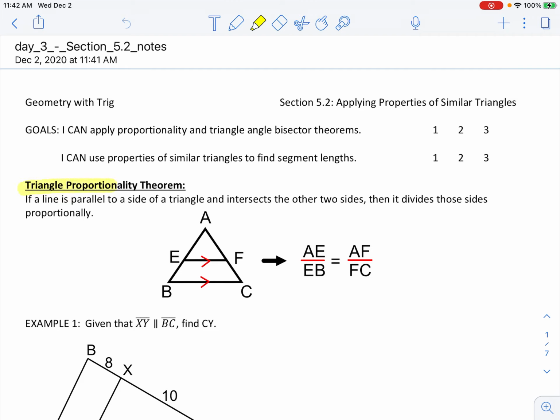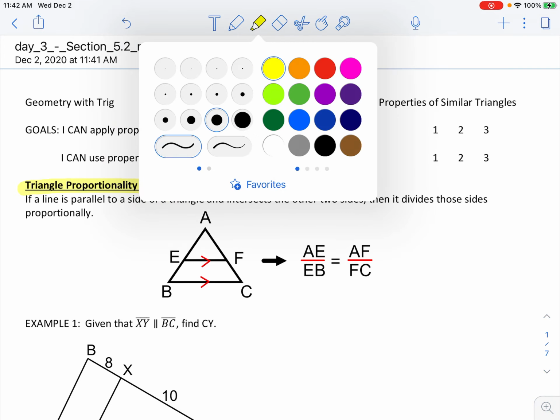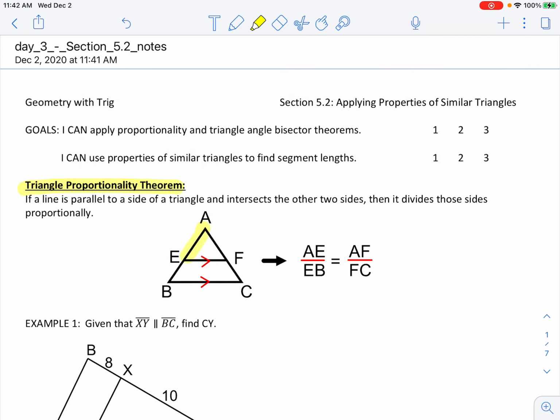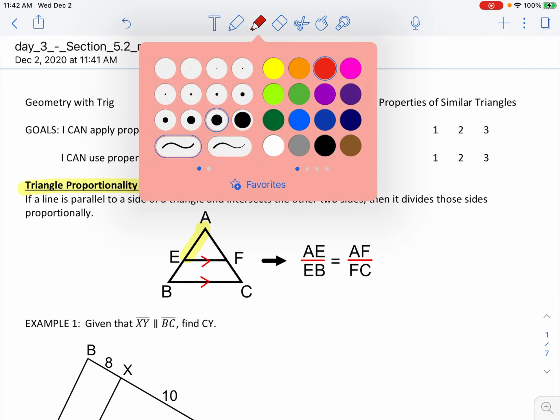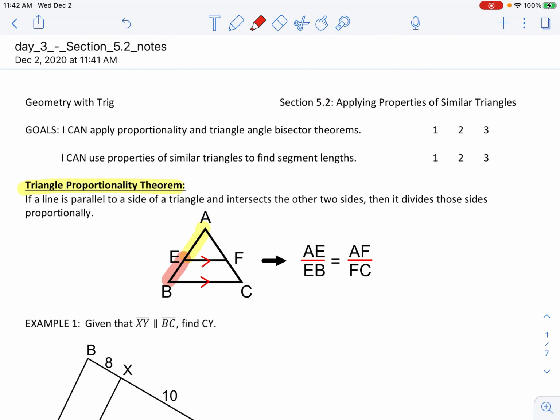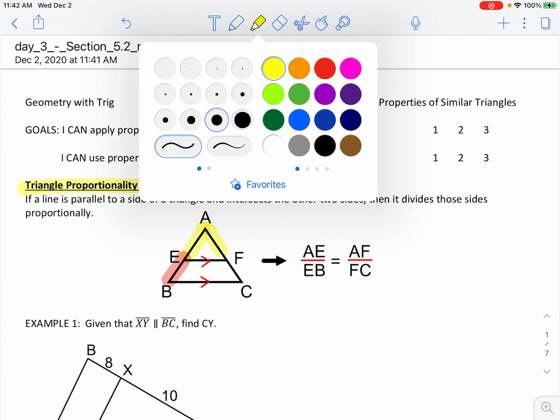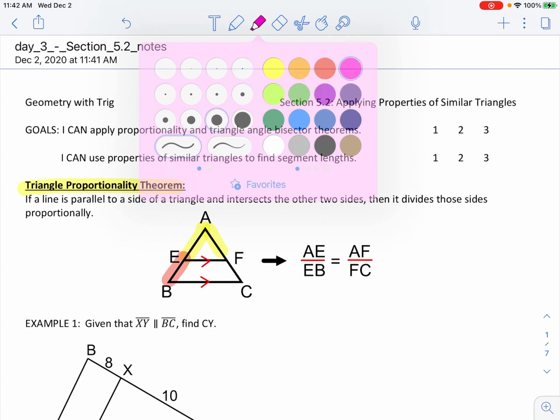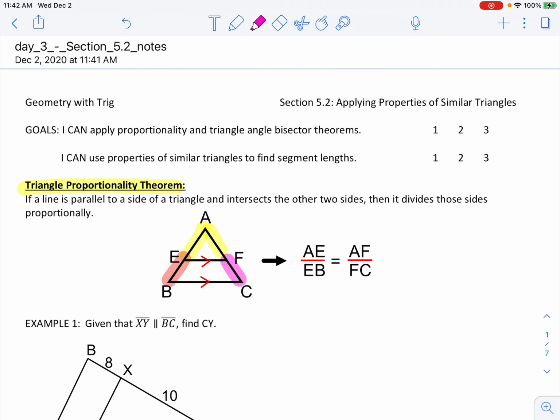The first thing is our triangle proportionality theorem. All right, so here's the deal. We have a triangle that gets split by parallel lines. What happens is we want to stay with a pattern. The whole thing is to be consistent with your pattern. So for example, AE over EB, if I stay with that pattern on the other side, I want to go AF over FC. All right, so we're going to split it up.